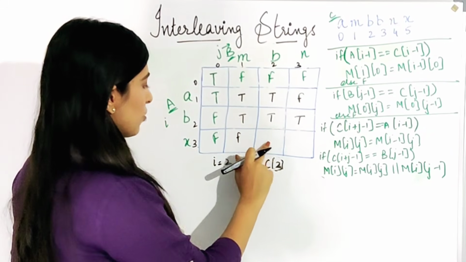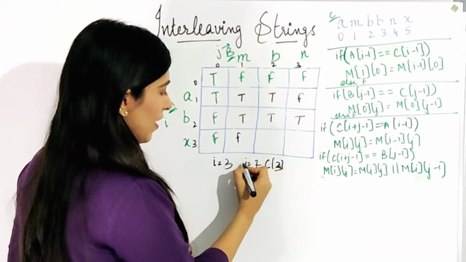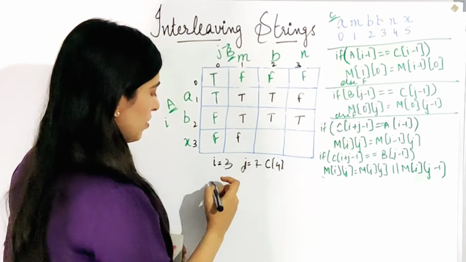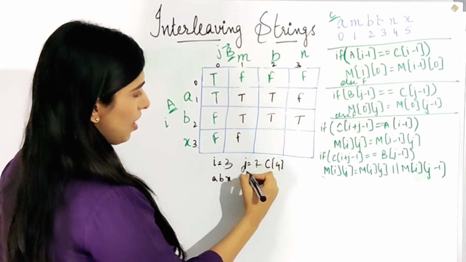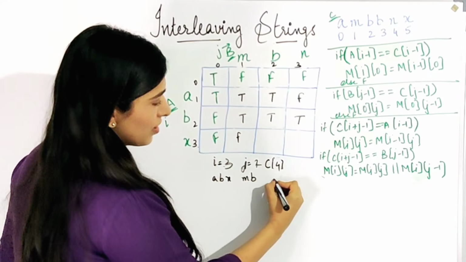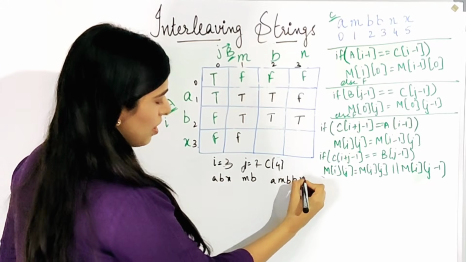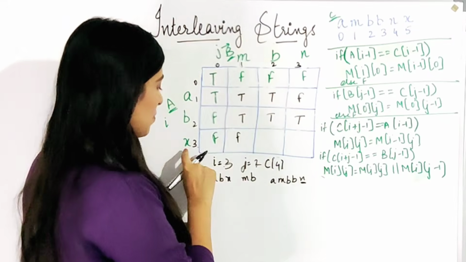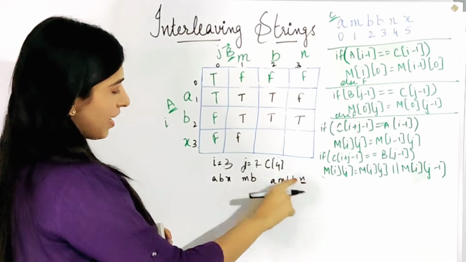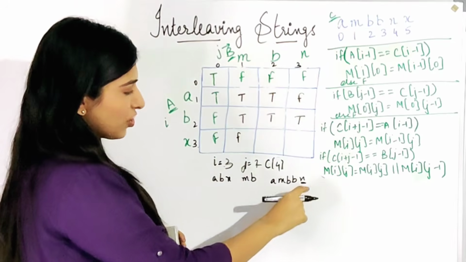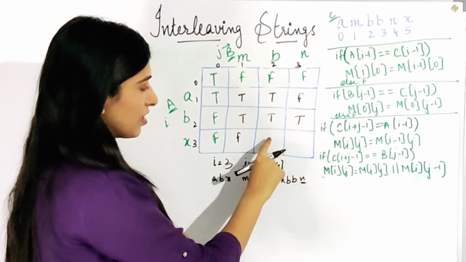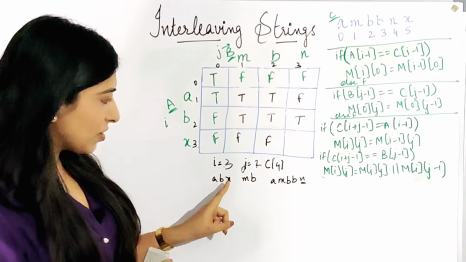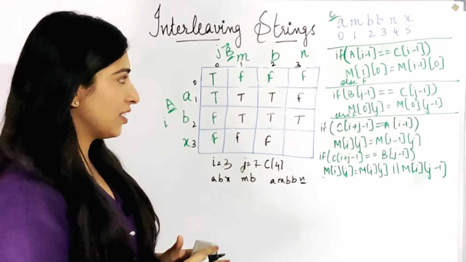Let's come to our next case. Over here I is 3, J value is 2, C will be 3 plus 2 minus 1, so it will be 4. So here it will be ABX, MB, and we have to consider AMBBN. So 5 values we have to consider, right? Is this N coming from here or here? No, right? So this N does not match X or B. So it is not going to enter any of these conditions, and the answer over here will be false only. And if we see, that is correct because X is not even present, so this cannot be an interleaving, right?